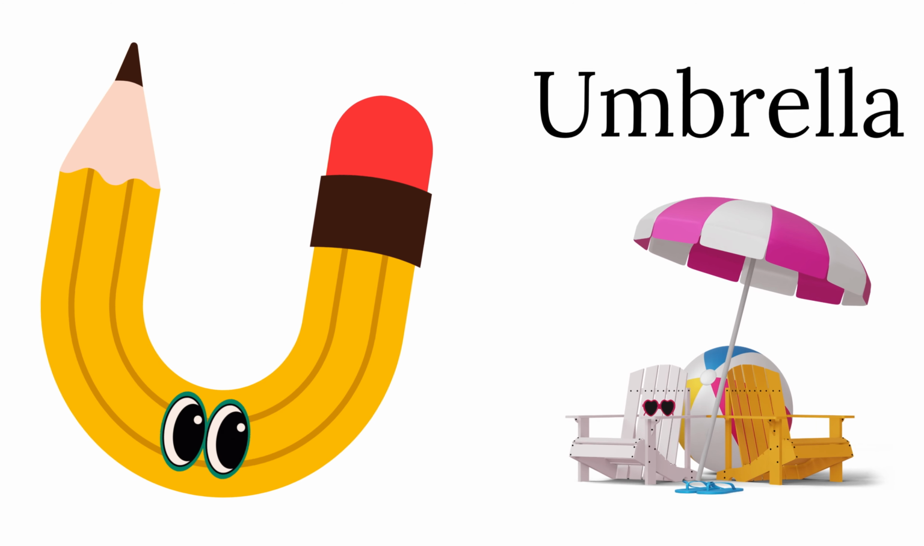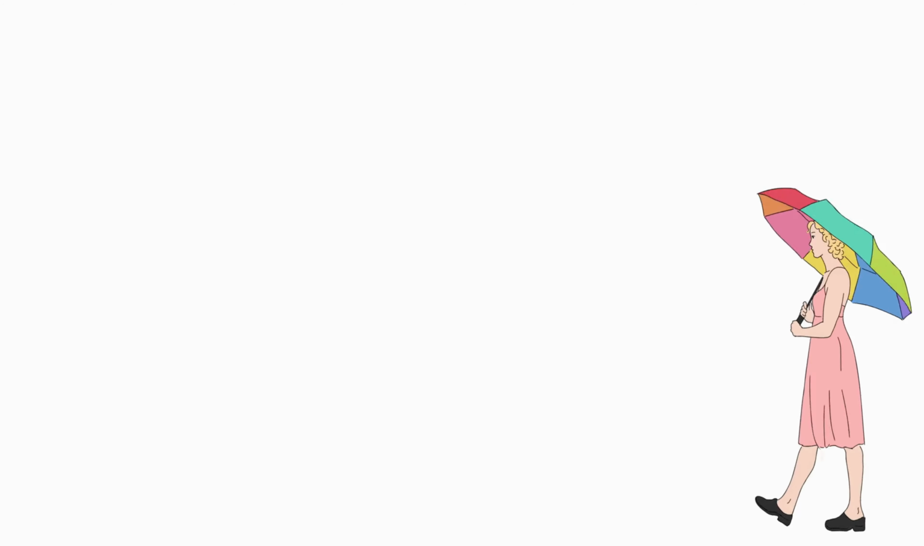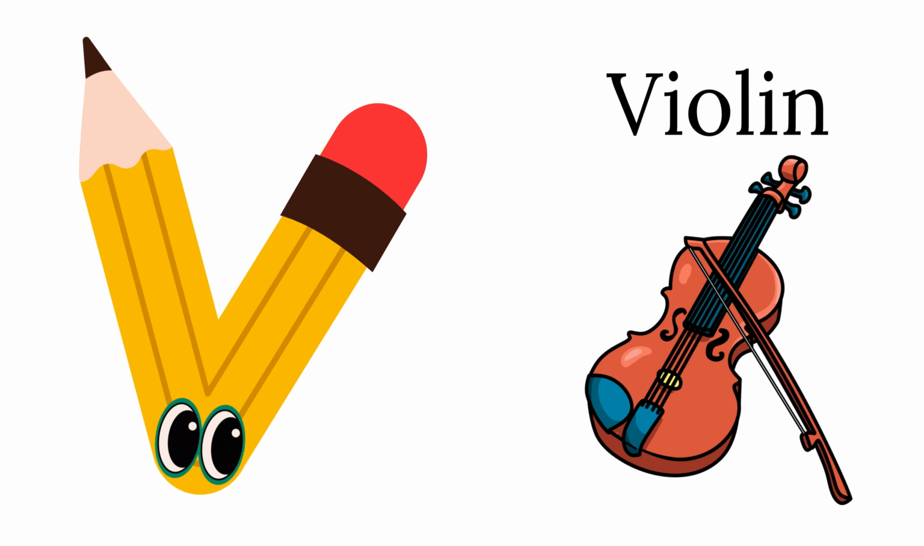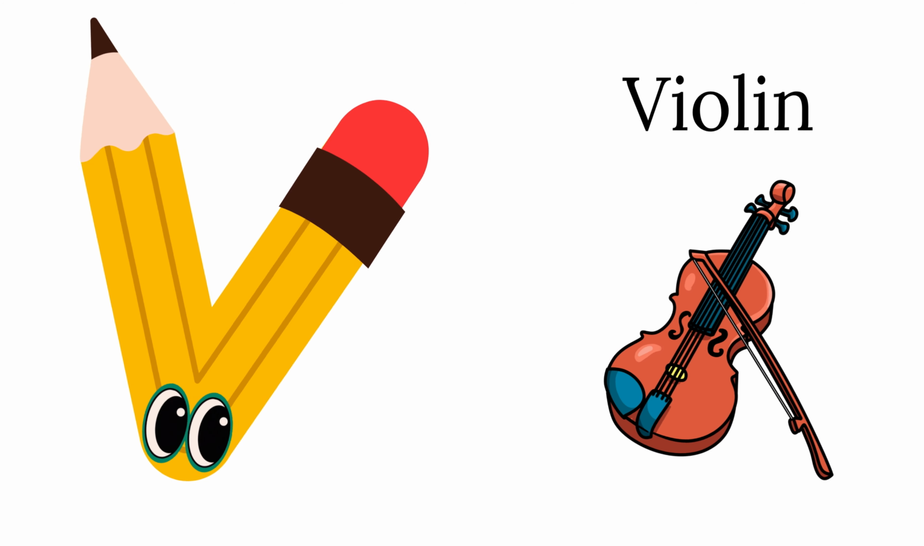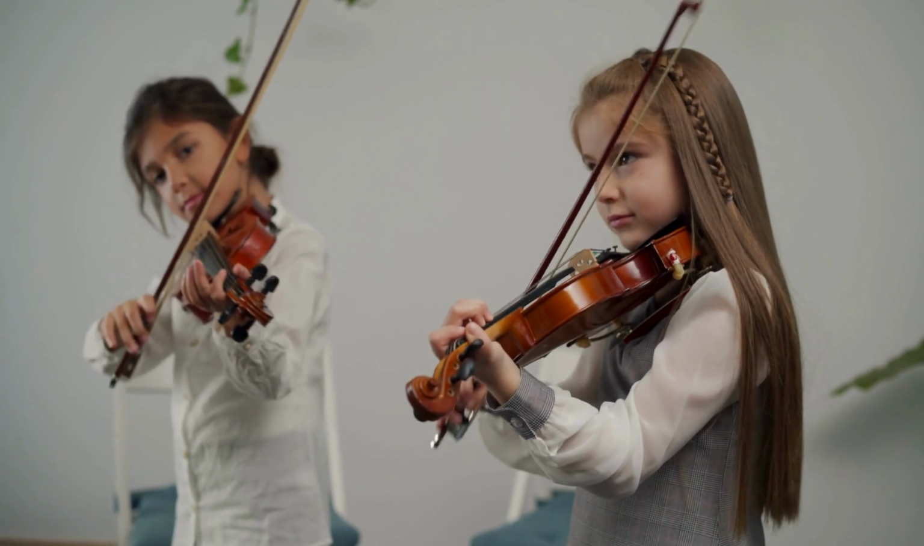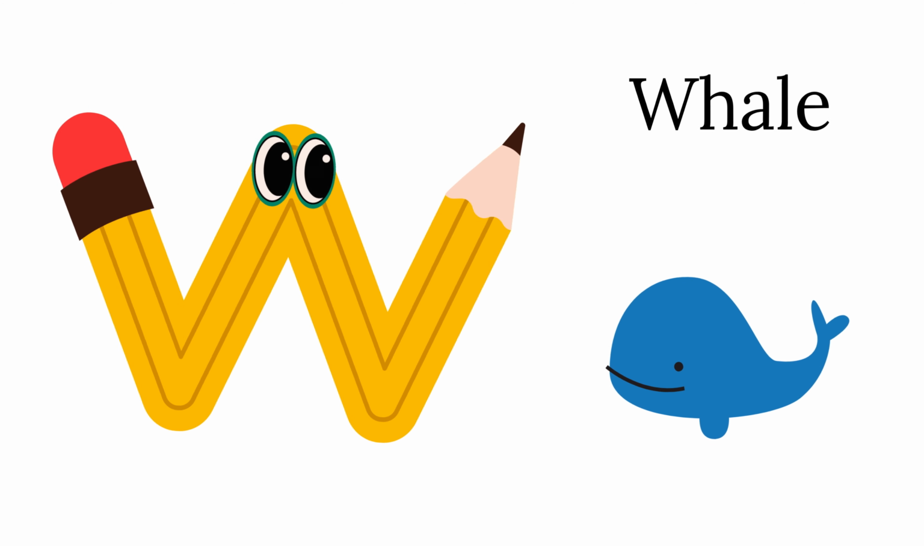U is for umbrella, umbrella, U, umbrella. V is for violin, V, V, violin. W is for whale, W, W, whale.